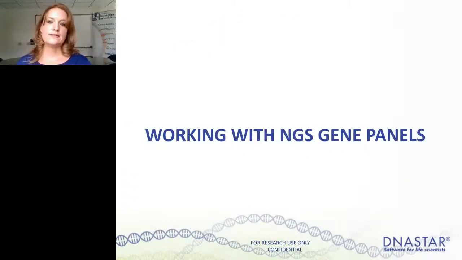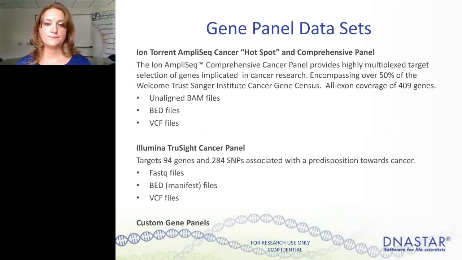So let's get into some of what you'll need and what you'll find when working with next-gen sequencing data and gene panels. With gene panel data sets, you might be working with kits from, say, Torrent or Illumina. With the Torrent, for example, the AmpliSeq Cancer Hotspot or Comprehensive Panel, you'll get some files typically.